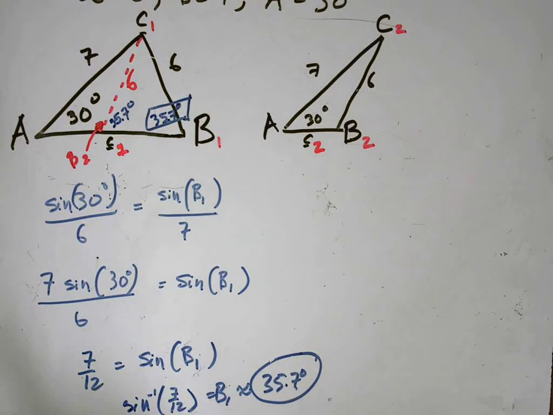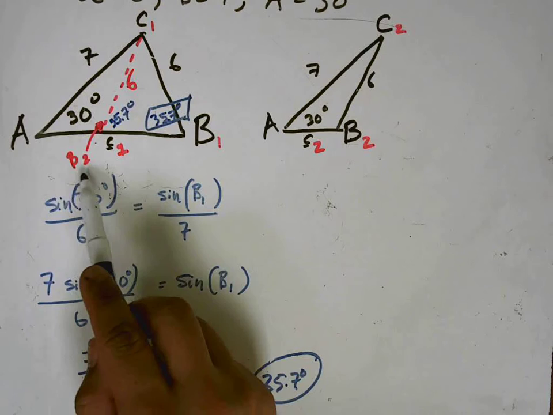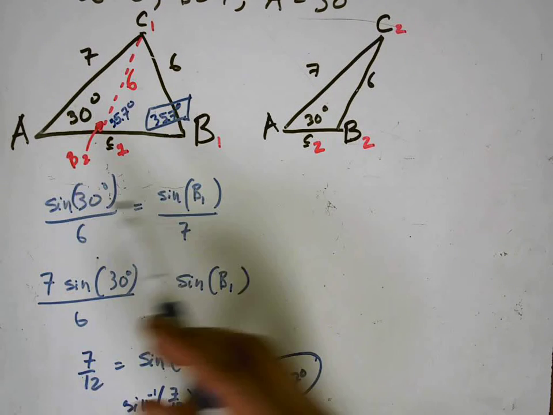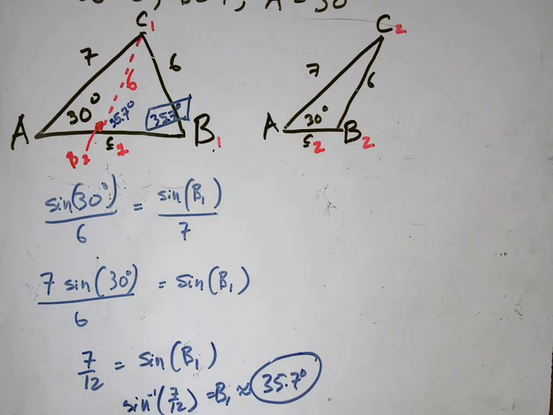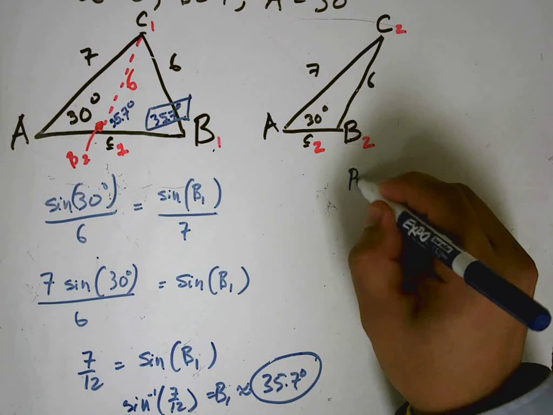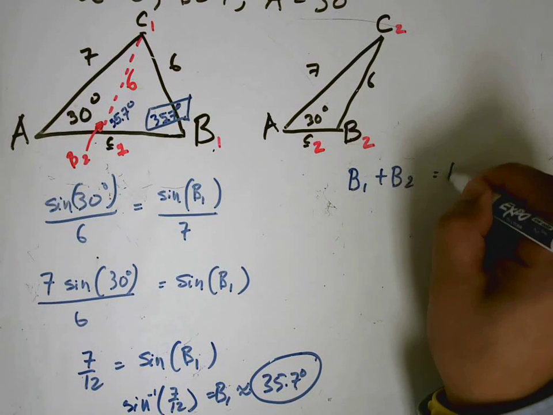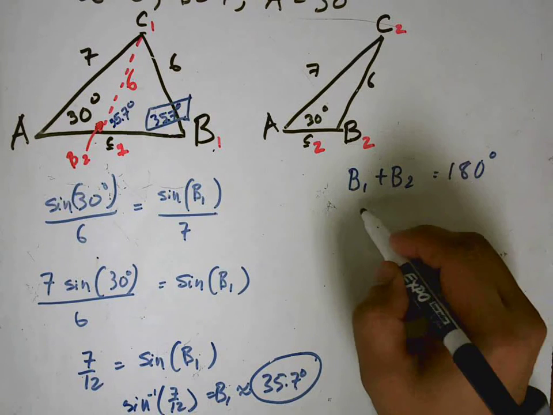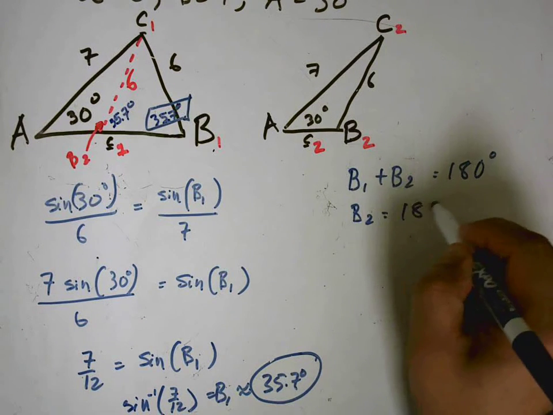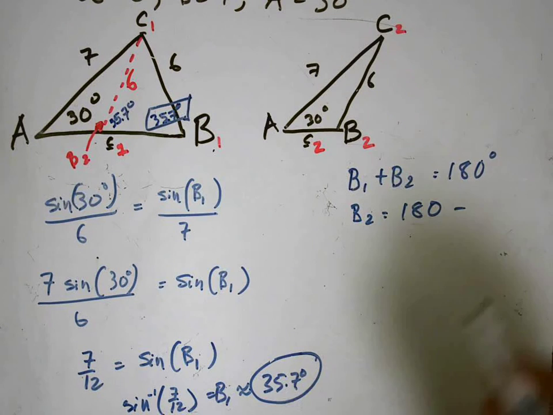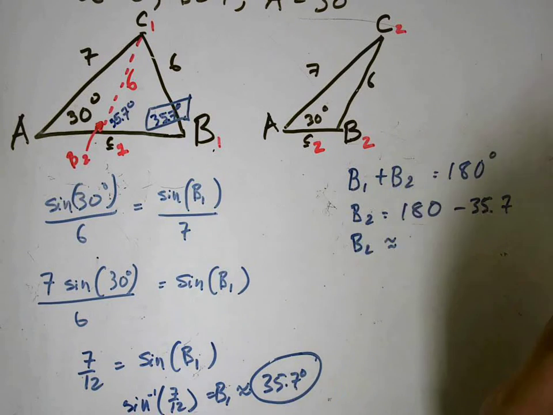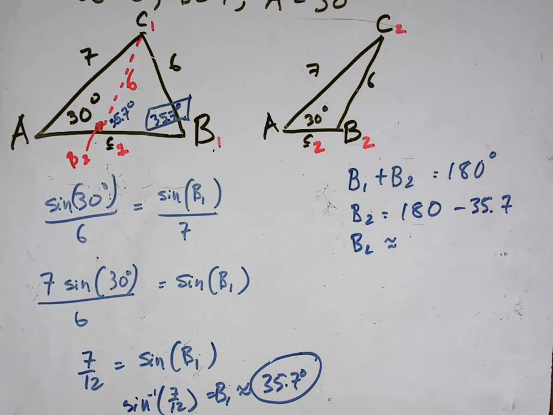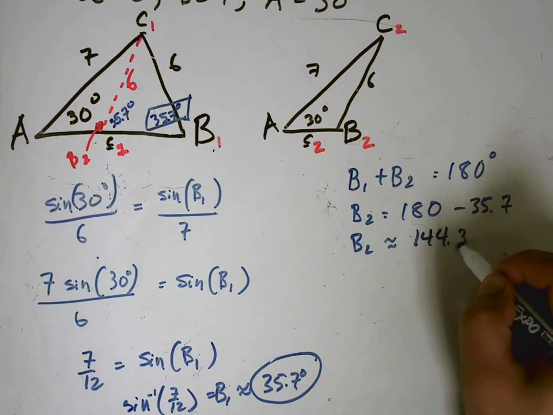And so from this, we can conclude that B1 and B2 are supplementary. They're related. It's really two different triangles, but they're intricately related through these two angles, B1 and B2. So therefore, we can say that B1 plus B2 is equal to 180 degrees. And that means that B2 is equal to 180 minus 35.7. And B2 then is approximately 144.3 degrees.